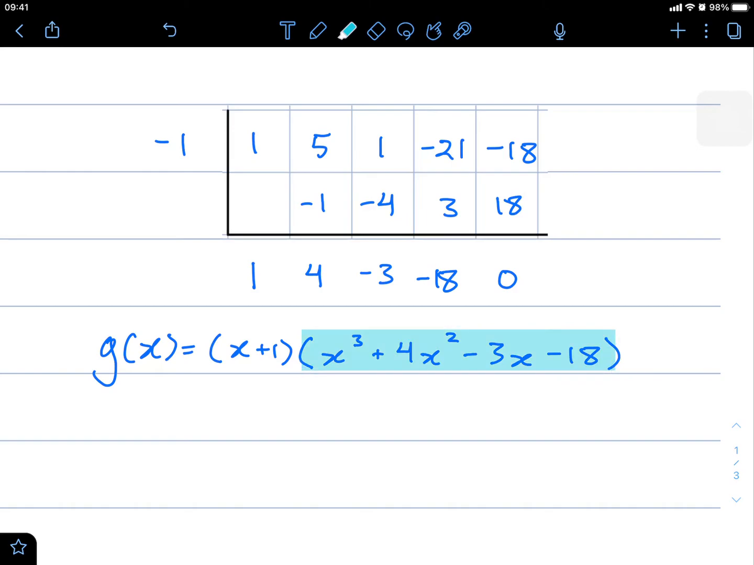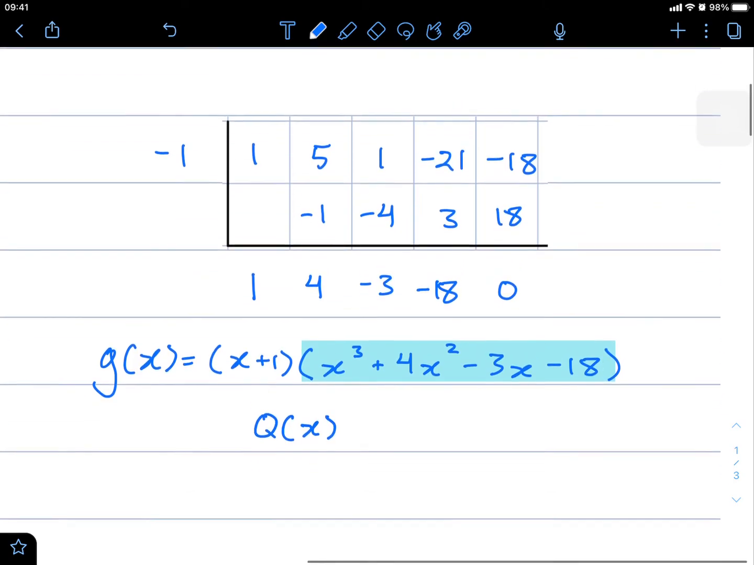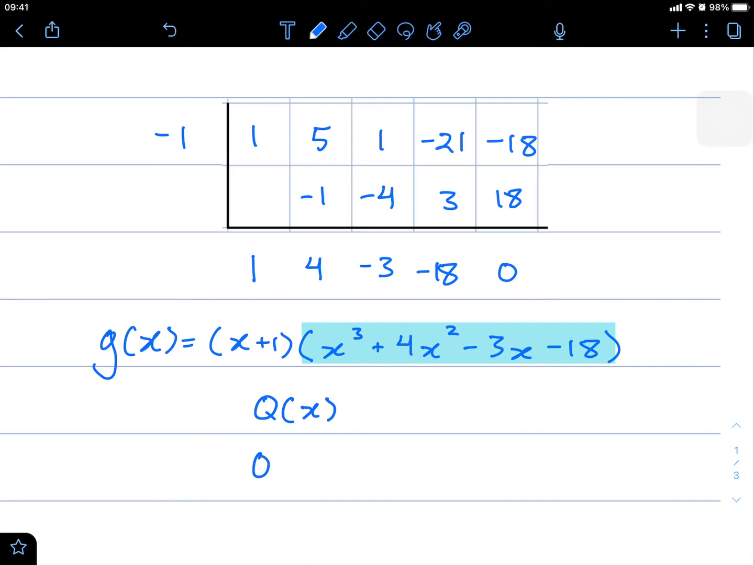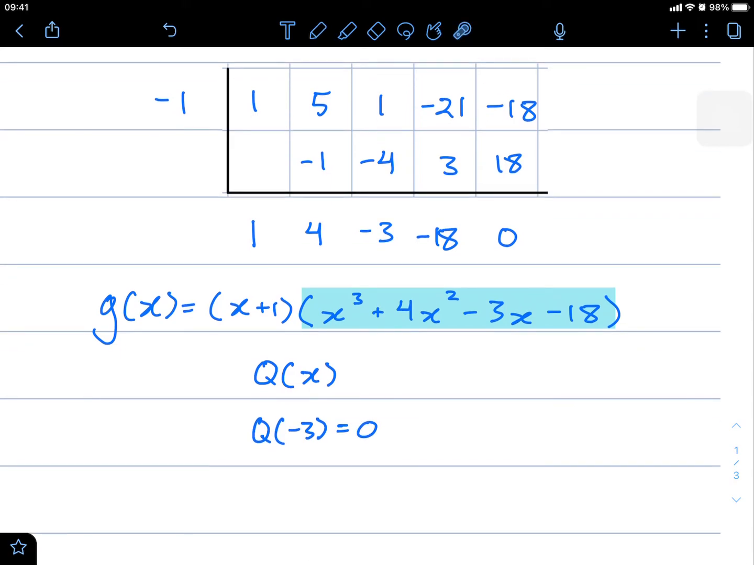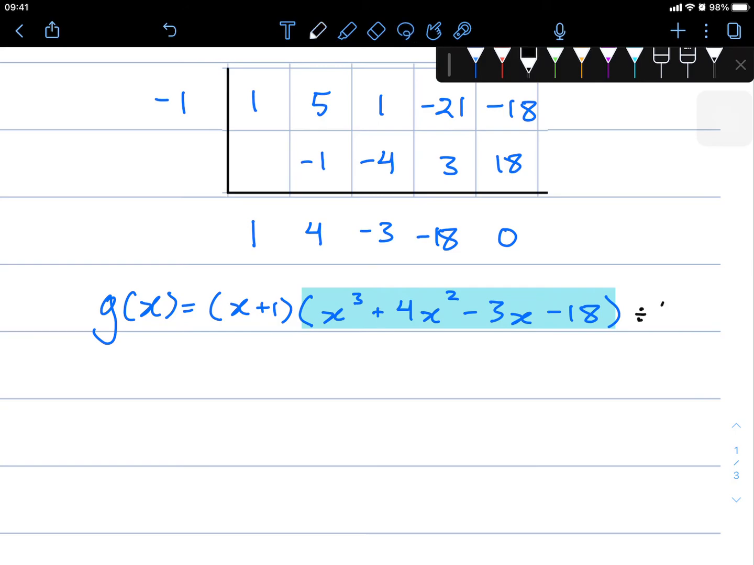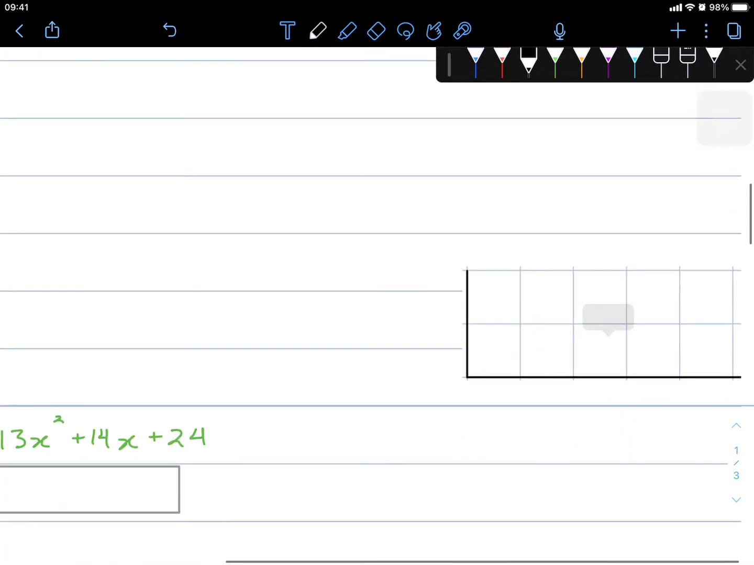this expression here, and we treat that as a new function. Let's think of that as q of x, and the numbers we need to test are factors of negative 18. Once again, for the sake of this video, I know that the value of q of negative 3 will definitely give me 0. That means if I substitute negative 3 into these values, it will definitely be a 0. So I know that my next divisor is going to be x plus 3. So it's grabbing another box here.